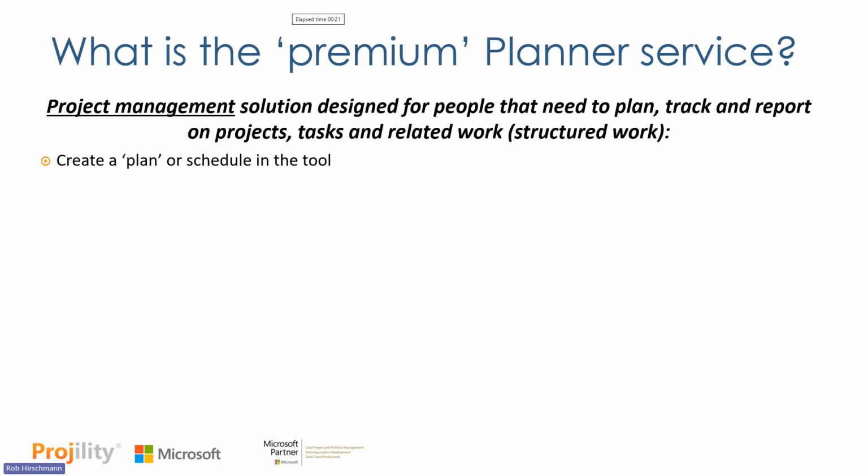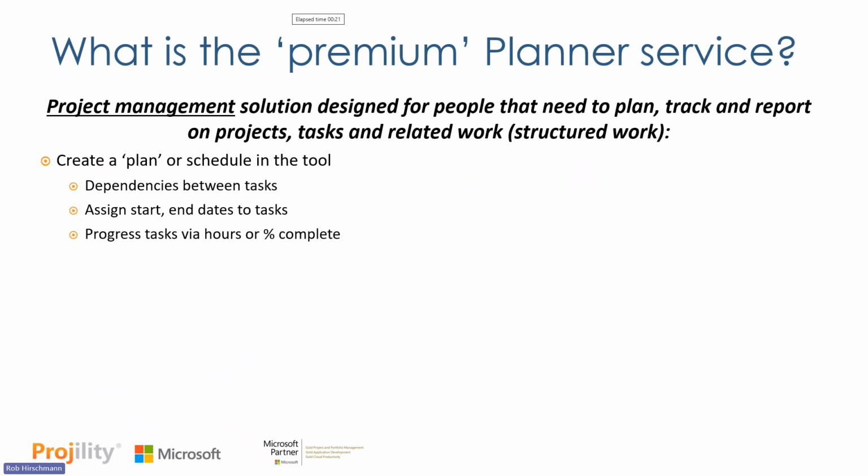Planner's premium functionality lets you create a plan or a schedule, a traditional work breakdown structure, in a very visual, simple, intuitive format. You can then create dependencies between tasks in that schedule. You can assign start and finish dates to tasks. You can actually start to progress those tasks on things like a percent complete or how many hours did I spend. So think of it more like a project planning tool versus a task planning tool. It lets you assign people to tasks, and then people can come in and update their progress on those tasks.